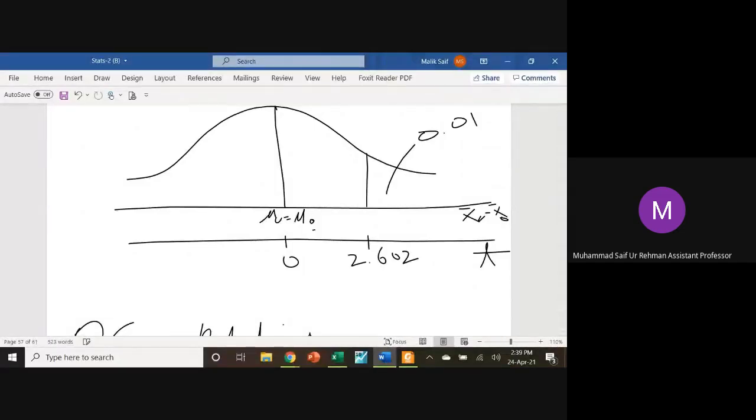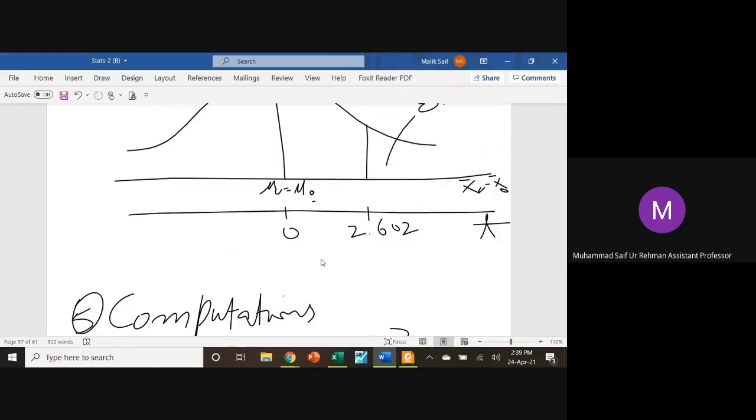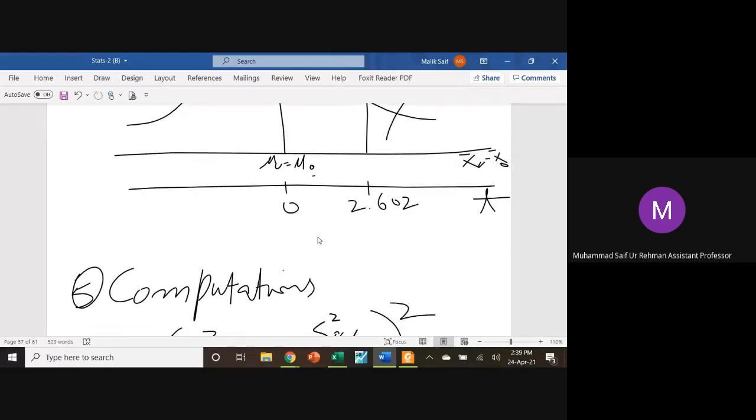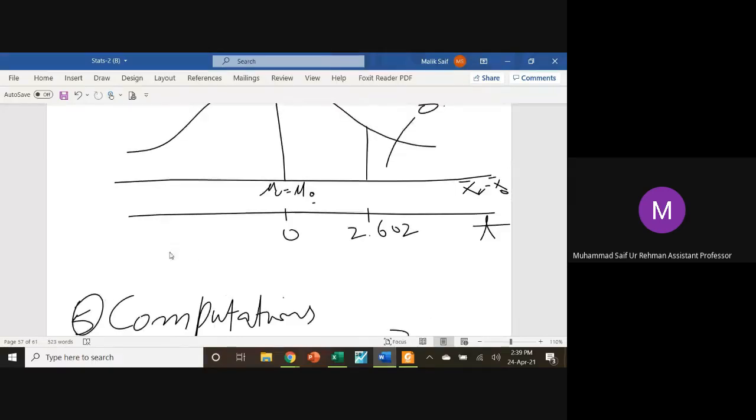2.602. This is the critical value. So here you will write down the statement, which I'm not going to write down because I have written it in previous solutions. You may write down over here: if the calculated value of the t statistic exceeds 2.602, the critical value, we shall reject the null hypothesis because this is the rejection region.